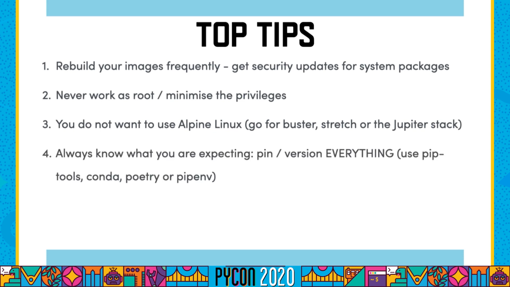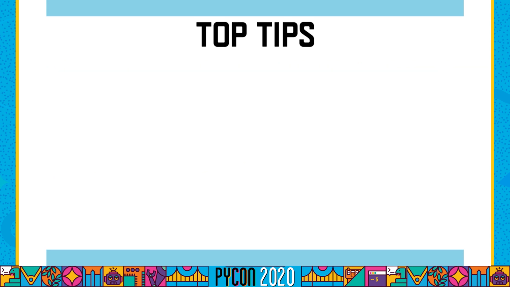Always know what you're expecting. Pin your versions, everything. Pin your image. Use a commit identifier to tag your images. Bonus point if you're using pip tools, Conda, Poetry, or pipenv to manage your environment and dependencies. Leverage the build cache. This can significantly affect the performance as well as the security of your image.